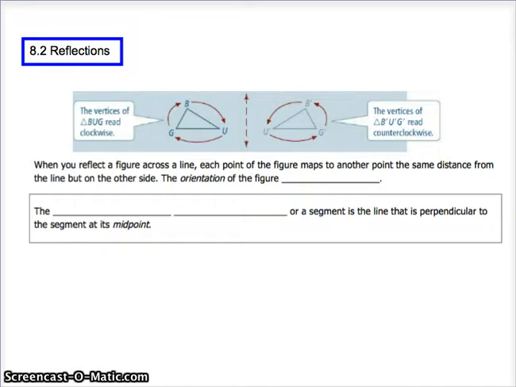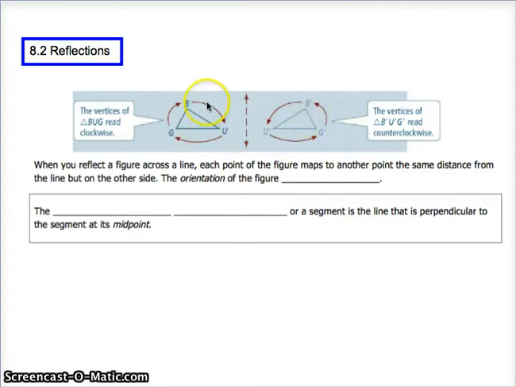Hey everyone, and welcome to today's lesson about reflections. To get us started, I've got a picture of a completed reflection right here on the top of the page. Figure, or triangle BUG, has been reflected over this line, and I have B prime, U prime, G prime as my image. All right.